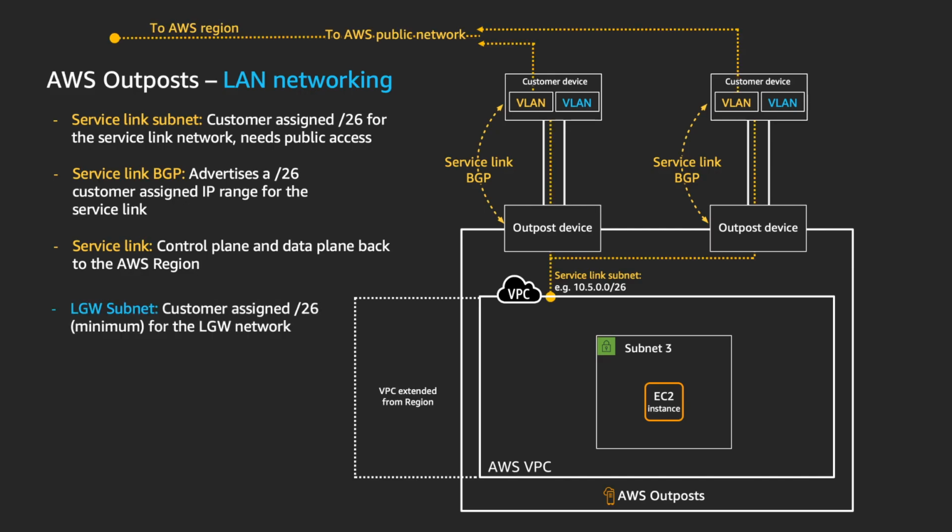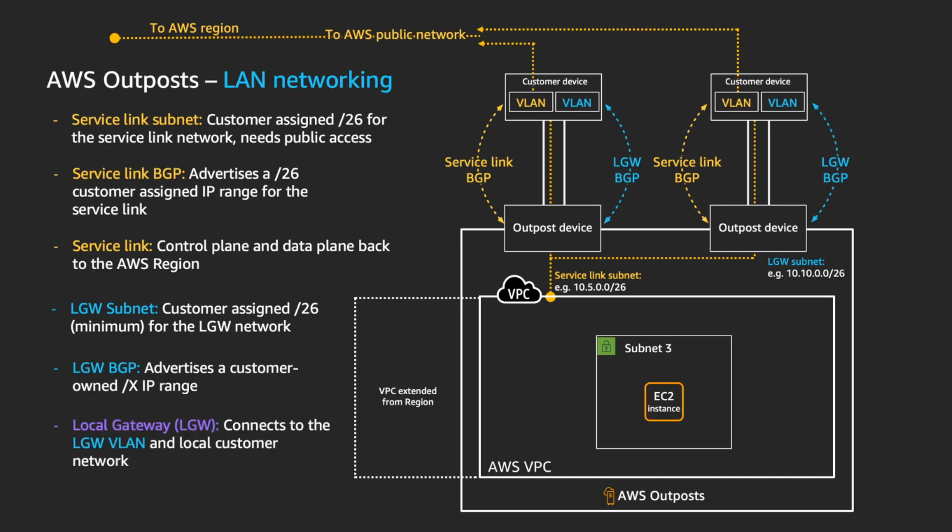In addition to the service link subnet, we'll also ask for an LGW subnet, and we're calling this the customer owned IP range. We can configure a /26 as a minimum, though we'd probably prefer something larger. The LGW subnet is what is going to be used to address EC2 instances inside the VPC, so they're reachable from anything within your data center. Again, on the LGW side, we'll also use BGP, advertising the LGW subnet, the /26. That's actually going to be routed through the LGW.